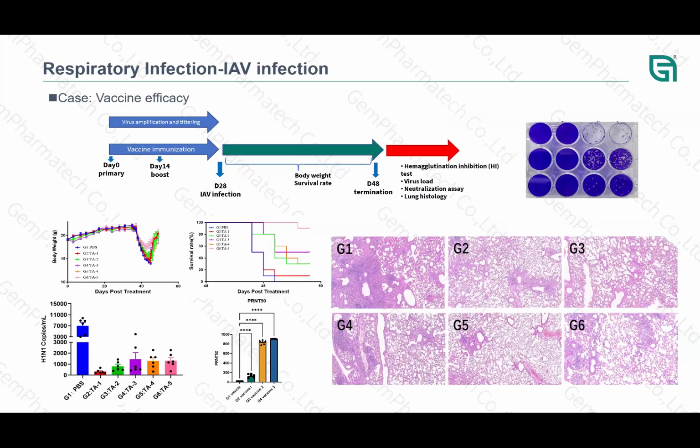This model is commonly used to evaluate the protective efficacy of the anti-influenza drugs or vaccines. As illustrated here, we first vaccinate the wild-type mice and then challenge them with the influenza virus. We assess the vaccine's survival protection by monitoring the changes in the mouse body weight and overall viral survival rates. Meanwhile, we evaluate its viral replication and neutralization antibody titers and analyze the lung pathological changes.